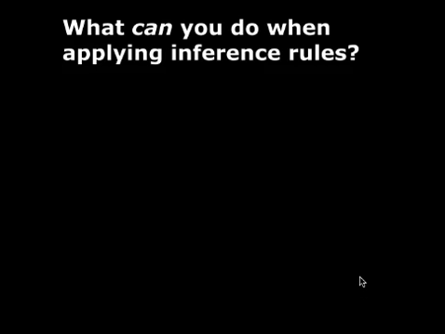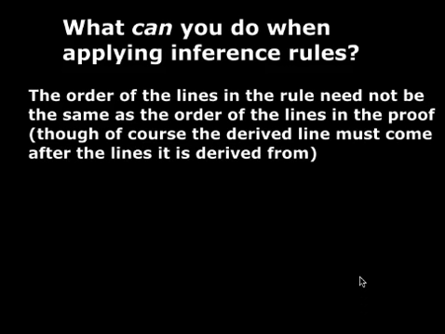Okay, what can you do when applying inference rules? Well, you do have some latitude in things that can be done. So I want to talk about that. One is that the order of the lines in the rule need not be the same as the order of lines in the proof. Now, of course, the derived line has to come after the lines that it's derived from, so your newly derived line comes at the end.